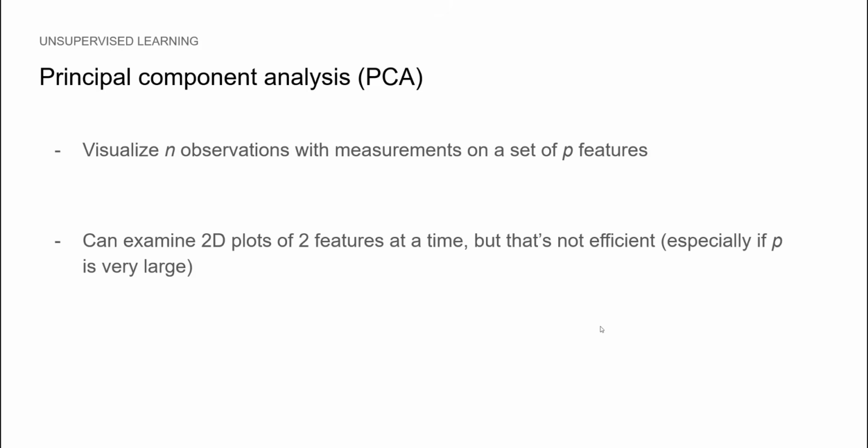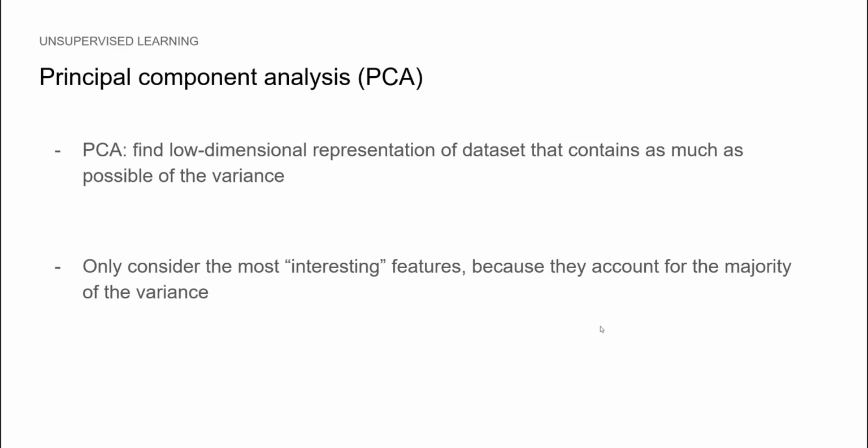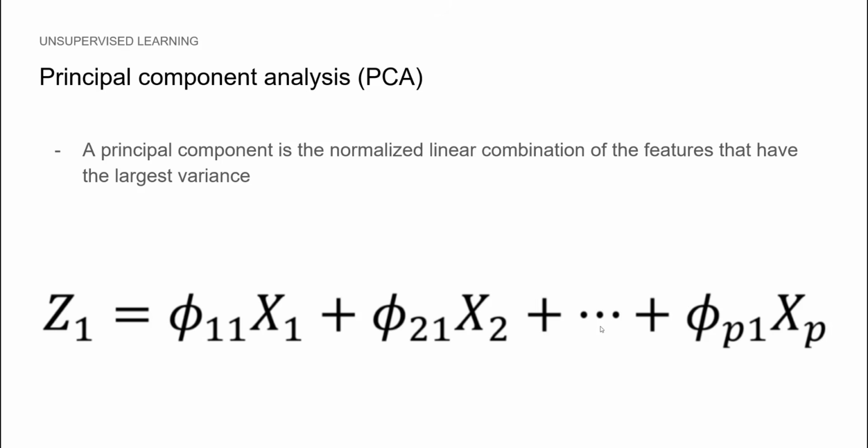Now, what is a principal component? Well, suppose you want to visualize n observations on a set of p features. You could do a 2D plot for each 2 features at a time, but that's not very efficient and unrealistic if p is very large. With PCA, you can find a low-dimensional representation of the dataset that contains as much of the variance as possible. That means that you will only consider the most interesting features since they account for the majority of the variance. And therefore, a principal component is simply the normalized linear combination of a feature that has the largest variance.